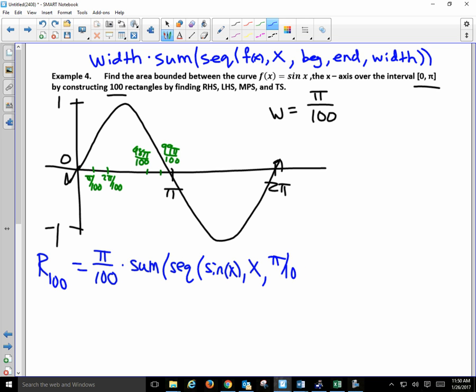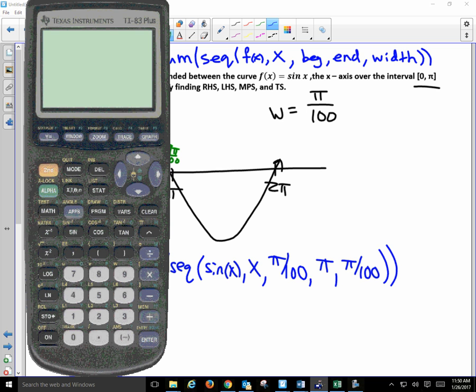So this is what changes each time. It's your beginning and your end. If I'm doing the right hand, what's my end? Pi. And what's the width? So I want to enter that in my calculator. Instead of manually writing it out by hand, I can use my calculator technology in order to generate this sum. And I really do like this type of problem because it requires us to use our technology and still understand those components. And we get a really accurate result.